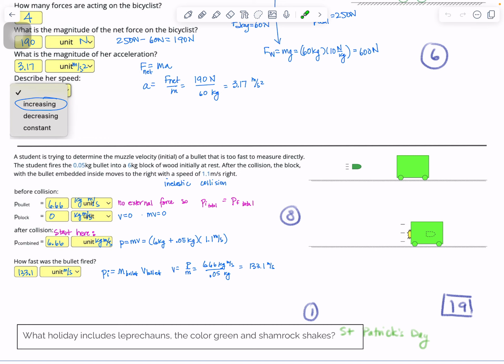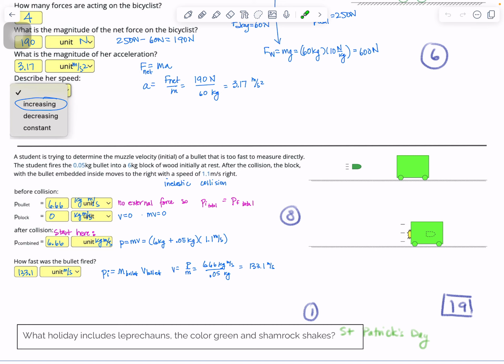Initially, the block is not moving, and so I'm going to have a 0, and then because of conservation of momentum, I know that whatever I end up with is what I have to start with, and it is all in the bullet, so that's 6.66. The unit for all of these is kilogram meters per second, because that's the unit of mass times velocity.